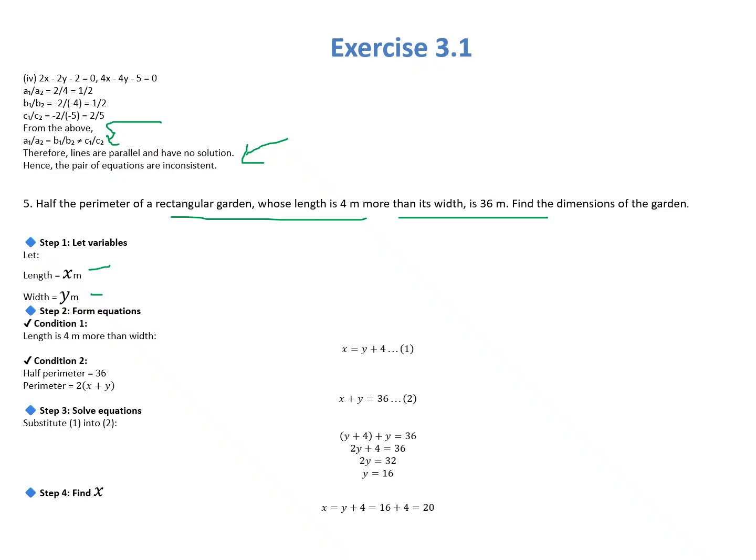Step 2, we have to form the equations. So we know that length is 4 meters more than the width, and condition 2 is that half perimeter is equal to 36. And we know that perimeter of a rectangle is twice of length plus breadth. So the first equation is simple.